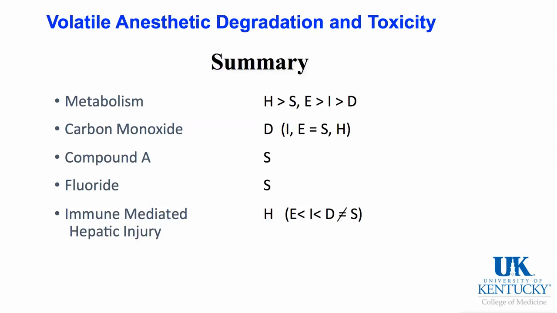In the future, we may get away from the sodium hydroxide, potassium hydroxide containing absorbents, and this may not be an issue. So in summary, from a volatile anesthetic degradation and toxicity point, halothane was the most metabolized of our volatile anesthetics. Remember the rule of twos. Halothane was about 20%, Sevo about 2 to 5%, Isoflurane 0.2%, and Desflurane the least metabolized, 0.02%. Carbon monoxide was a problem mainly with Desflurane, although it can be with ISO. Compound A was with sevoflurane, fluoride with sevoflurane, and immune-mediated hepatic injury with halothane.